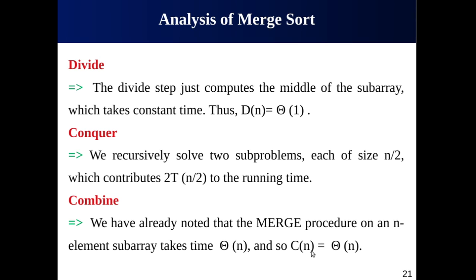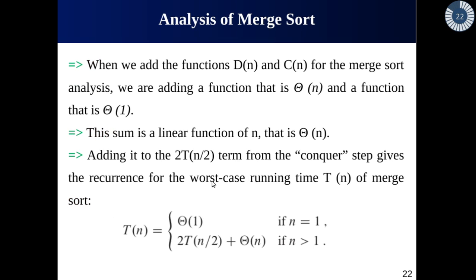Now to combine things, we need to add the functions. So D of n and C of n can be added straightforwardly for the merge sort analysis. So we are adding a function that has a value of theta 1 with a function that has value theta n. This sum is a linear function of n, that is theta n. So adding the 2T of n by 2 term of the conquer step will give a recurrence of the form mentioned here. So once you add the things, it is going to be like this. How does this value come in this equation?